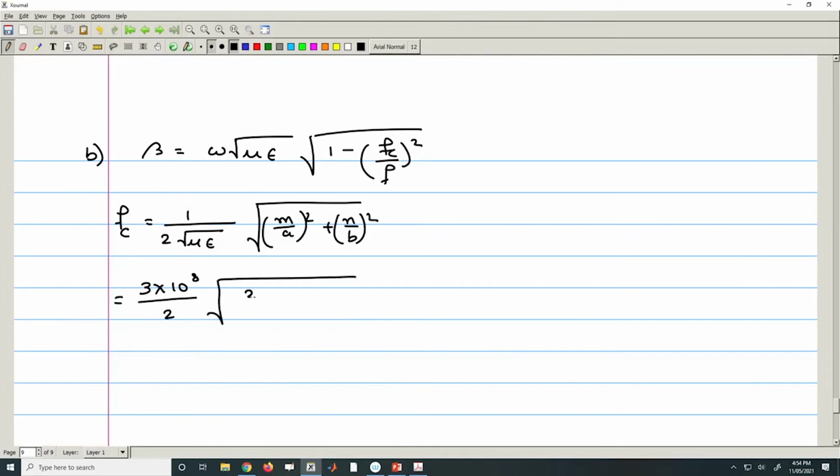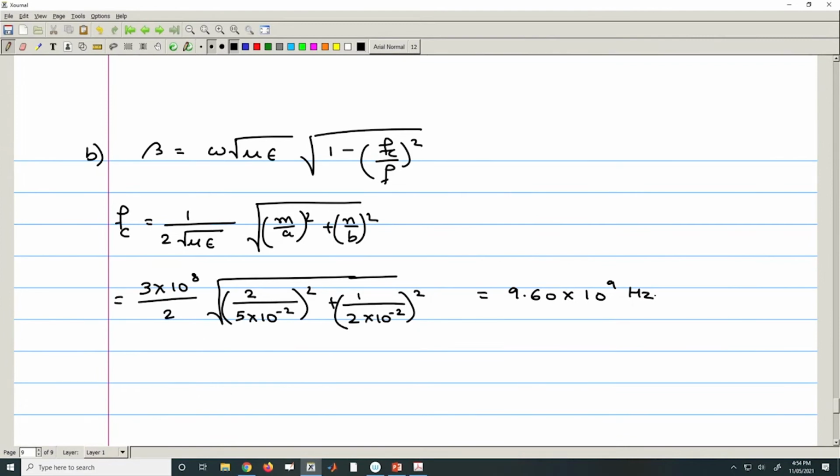M is 2, A is given as 5 centimeter. So 5 into 10 to the power minus 2 squared plus n is 1, so 1 upon 2 into 10 to the power minus 2 squared. This will give us Fc as 9.60 into 10 to the power 9 Hertz.